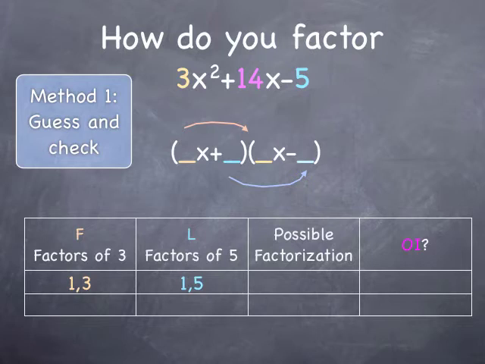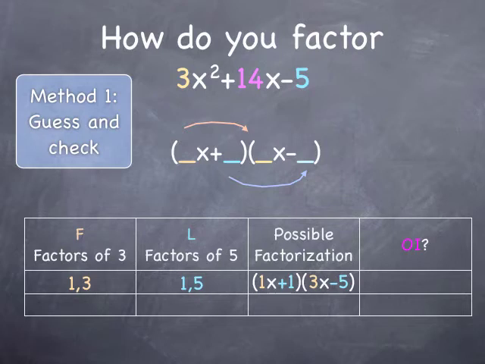So one possible factorization using these yellow and blue numbers looks like this. I could have 1x plus 1 times 3x minus 5. Notice that the numbers in yellow in this are factors of 3. That ensures that when I FOIL these expressions together, my first term is going to be 3x squared. And the numbers in blue are factors of 5. Because I had already put a minus sign in, this ensures that when I multiply the last terms together, I'll get negative 5. So I know that the F and the L in FOIL are going to come out correctly.